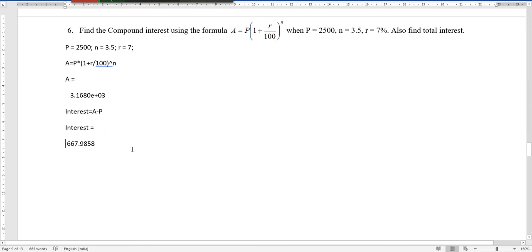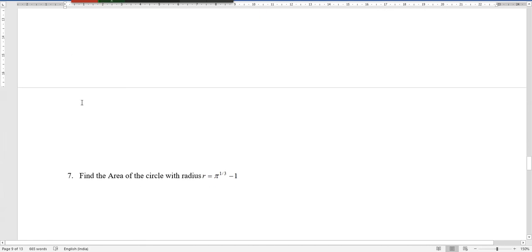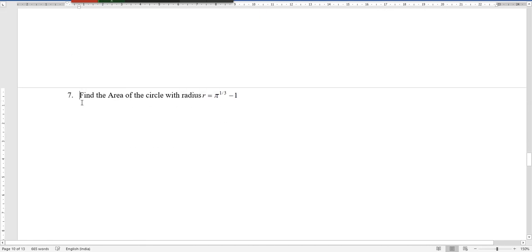So this sixth question is also very easy. Now coming to the seventh question. Find the area of the circle with radius r equals to, okay, Matlab code.